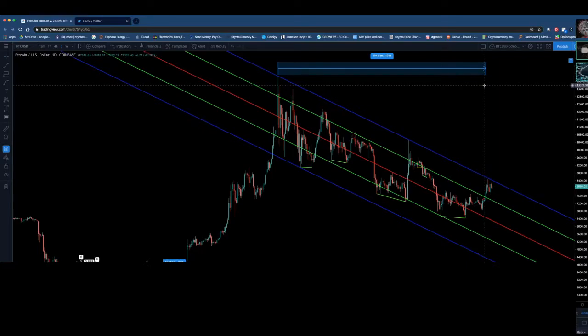Funny enough, we have two gaps remaining. We have one up at around 11,000, and we have another one around 3,000. Just because it's time to create a new channel doesn't guarantee it's a channel to the upside. It's very high probability that it's going to be, but there's no guarantee on that.